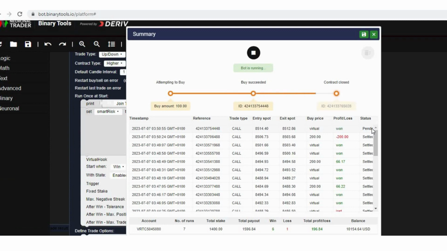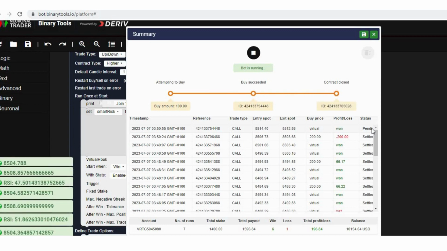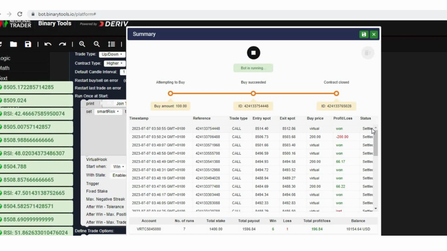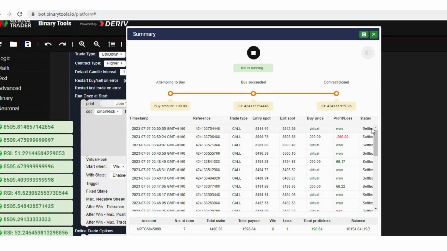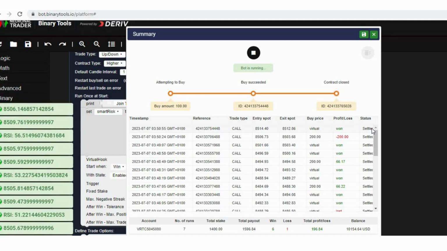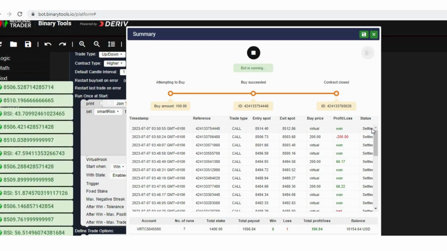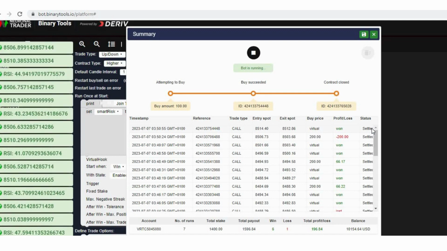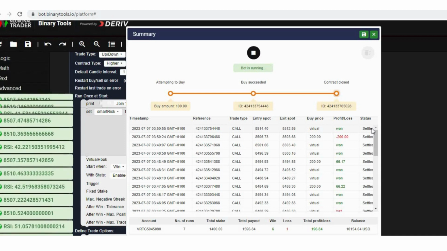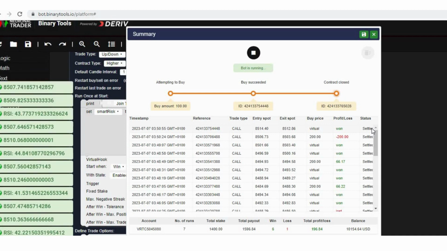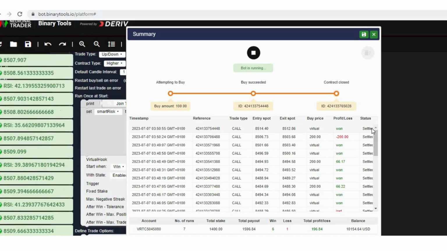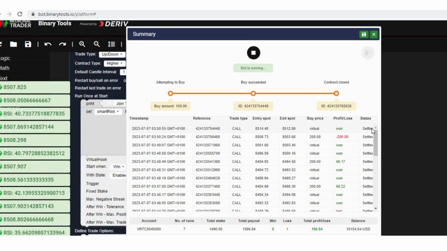So it switches over to the virtual account. After the first win, it waits for another win and then switches on to the real account. It only trades on the call, that's the rise market, rather than the put. So that's what this strategy is all about. Let's watch. Just sit back.